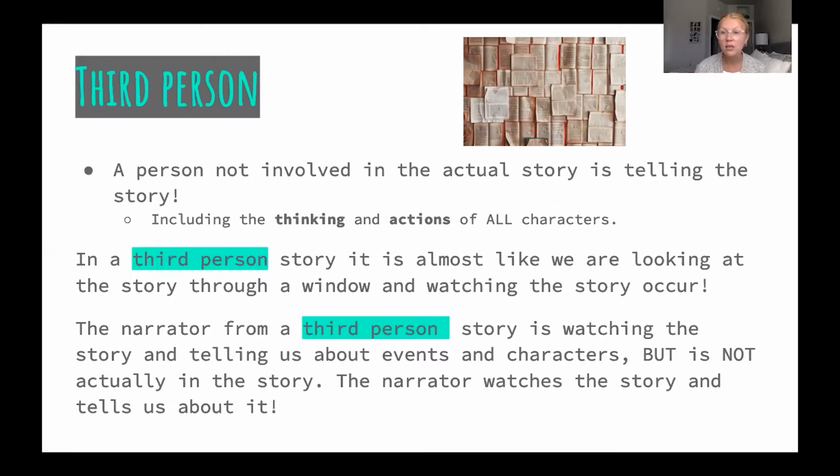So it's almost like we're just peeking through a window and we're able to look through and see the story occur. That is how the story is being read to us from an outside perspective. And the narrator from a third person story is watching the story and telling us about events and characters, but is not actually in the story. The narrator watches the story and tells us about it. So just like us, in a third person point of view, the narrator is watching the story from the outside and is telling us about it.